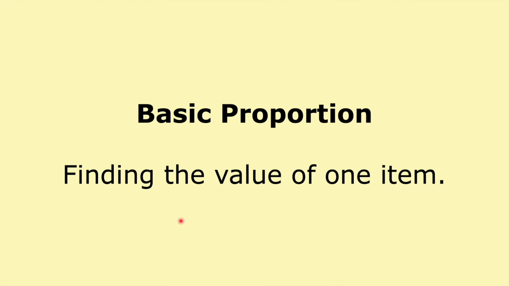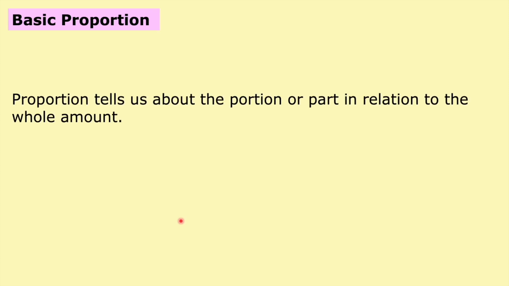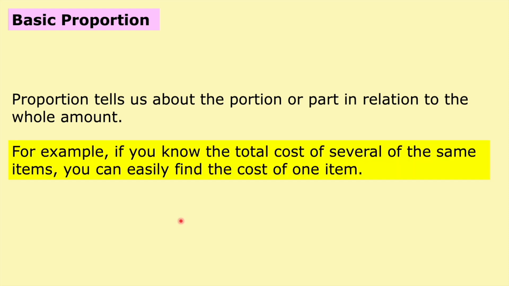So today we are going to begin looking at proportion, and we're just going to begin by looking at basic proportion. So this is all about finding the value of one item. Basic proportion tells us about either the portion or part of something in relation to the whole amount. So if you've got a multi-pack of crisps, that is the whole amount, but proportion tells us, well, how much is one packet of crisps?